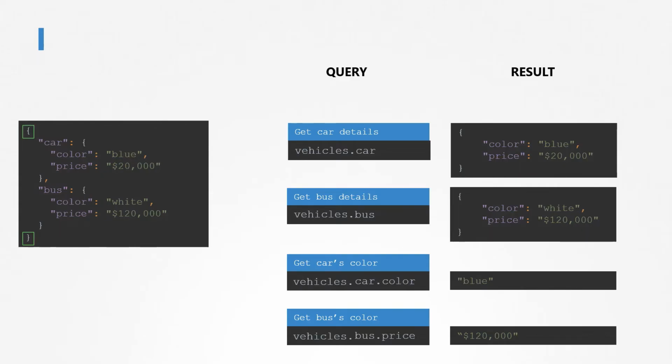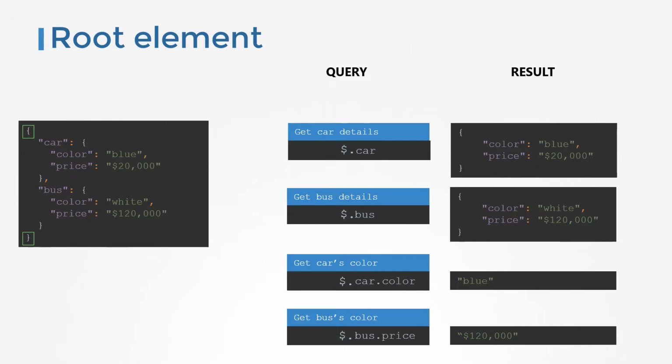But what dictionary? What is the dictionary's name? The top level dictionary, which has no name, is known as the root element of a JSON document. The root element is denoted by a dollar. We had vehicles earlier, but we don't have anything now. So we will remove vehicles from our query and use dollar to denote the root element. And that's the right way to form a JSON path query.